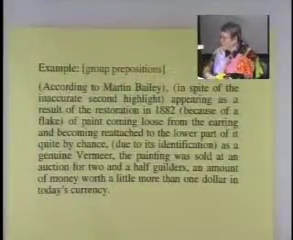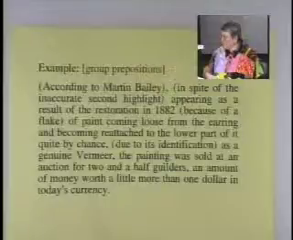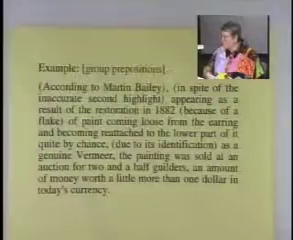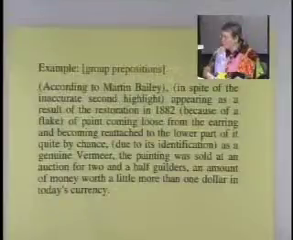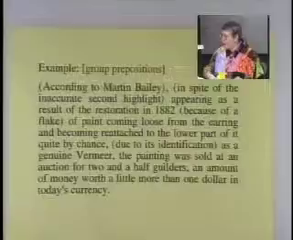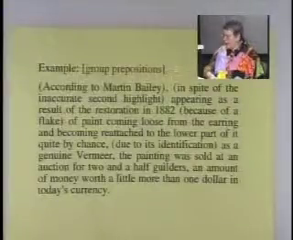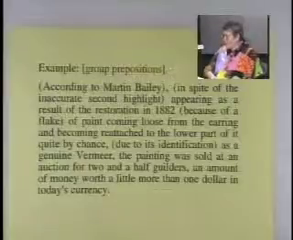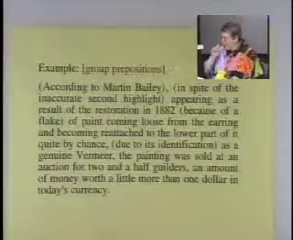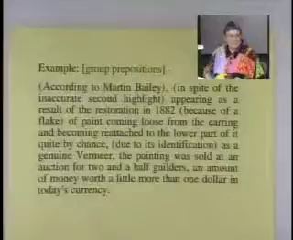According to Martin Bailey, in spite of the inaccurate second highlight appearing as a result of the restoration in 1882 because of a flake of paint coming loose from the earring and becoming reattached to the lower part of it quite by chance, due to its identification as a genuine Vermeer, the painting was sold at an auction for 2.5 guilders, an amount of money worth a little more than $1 in today's currency. Can you imagine that? A little bit more than $1, a genuine Vermeer.